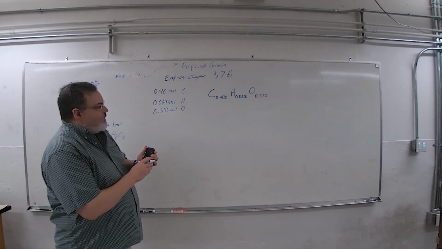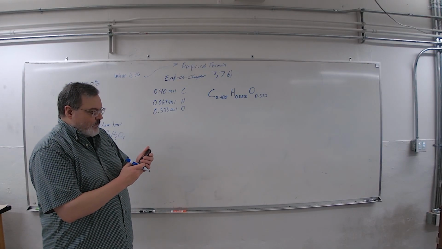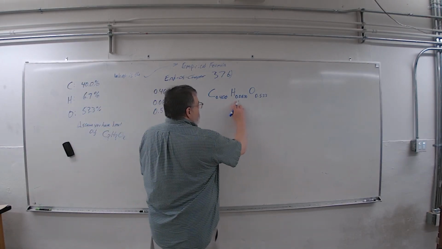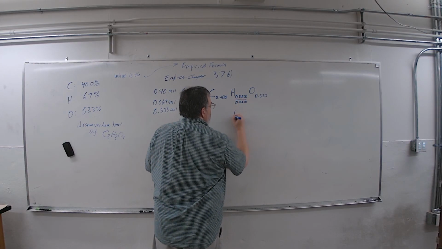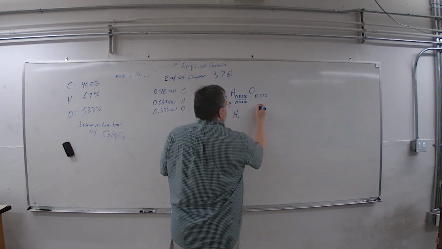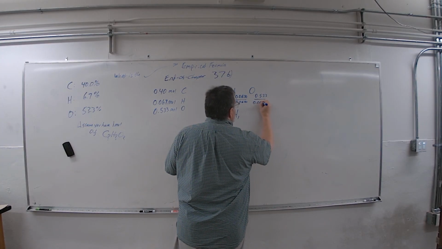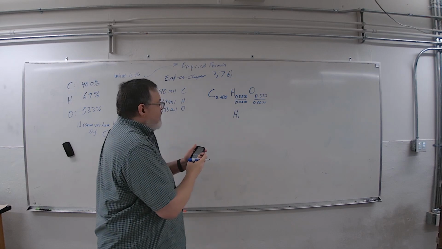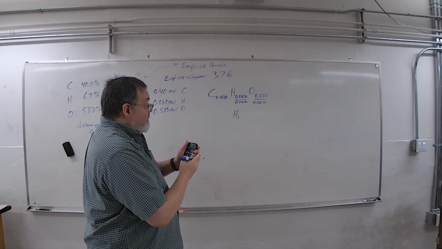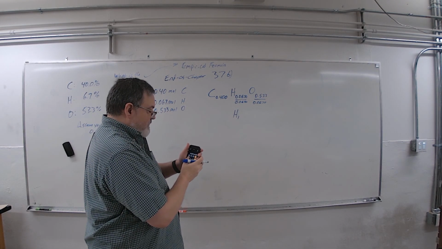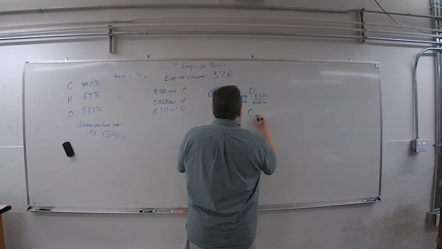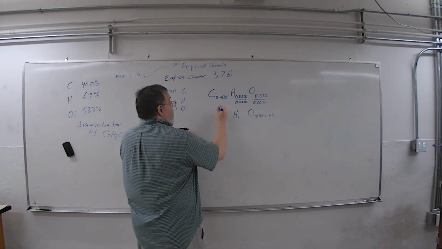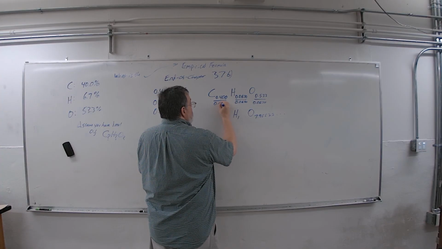Okay, what's the lowest number there? This is the smallest number, so let's divide everything by H's value. This divided by 0.0670, 0.533 divided by 0.0670. I have 7.95522. This divided by 0.0670.